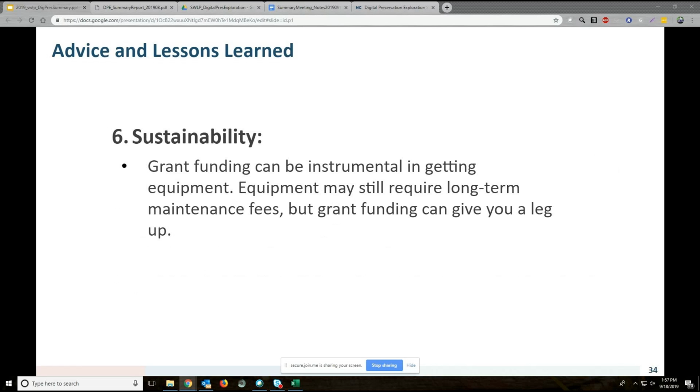And then last, sustainability, and this is mostly tied to money. So grant funding can be instrumental in getting equipment that can help with digitizing things, for storage, for maintaining and processing, but a lot of the stuff that grant funding can provide may still require long-term maintenance fees and other sort of needs. So understanding how to be sustainable in the project beyond the grant funding is important. But notable is that grant funding can give you that leg up and get you started.